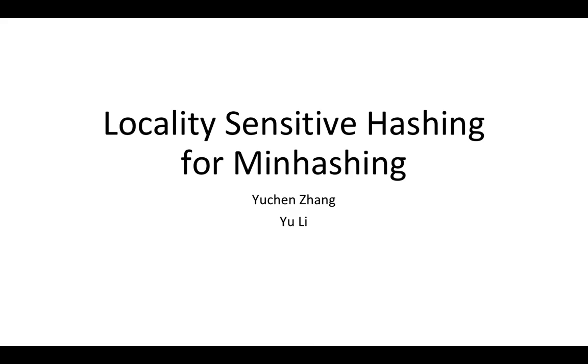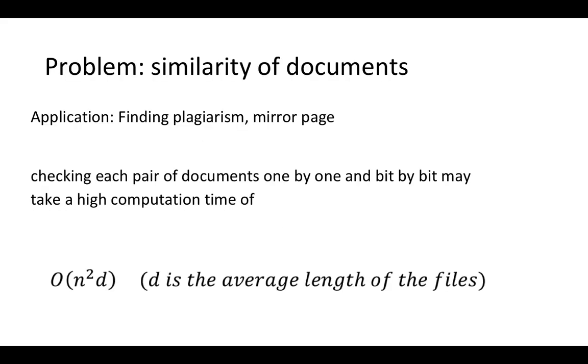Today our topic is locality-sensitive hashing for minhashing. Finding similar documents is a very common task we perform. For example, finding plagiarism and finding mirror pages. Mirror pages are web pages that have similar contents.